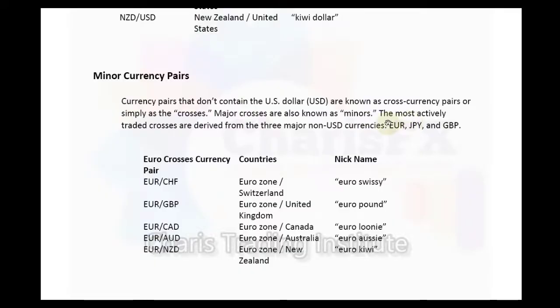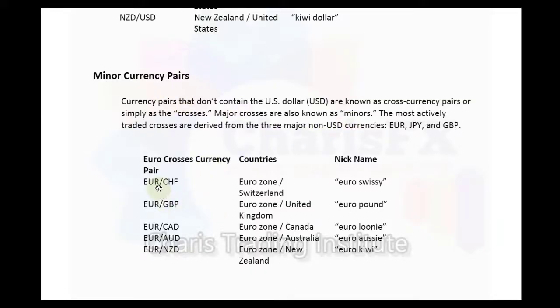The most actively traded crosses are derived from the three major non-dollar currencies: Euro, JPY, and GBP. These are the most actively traded crosses. So what we are saying here is that the most actively traded crosses are a derivative of either the Euro, the JPY, or the GBP. They are non-dollar currencies, and when currency pairs do not carry a dollar, they are called the minor currencies.